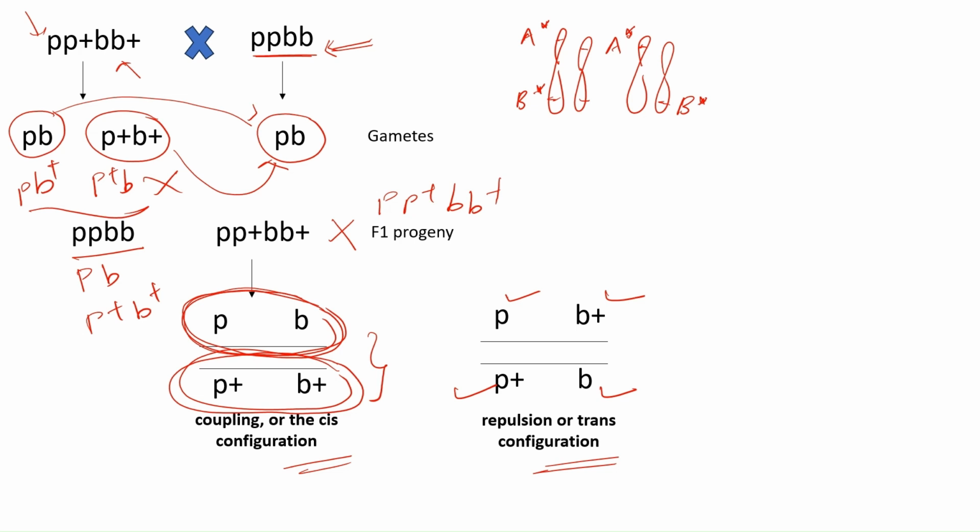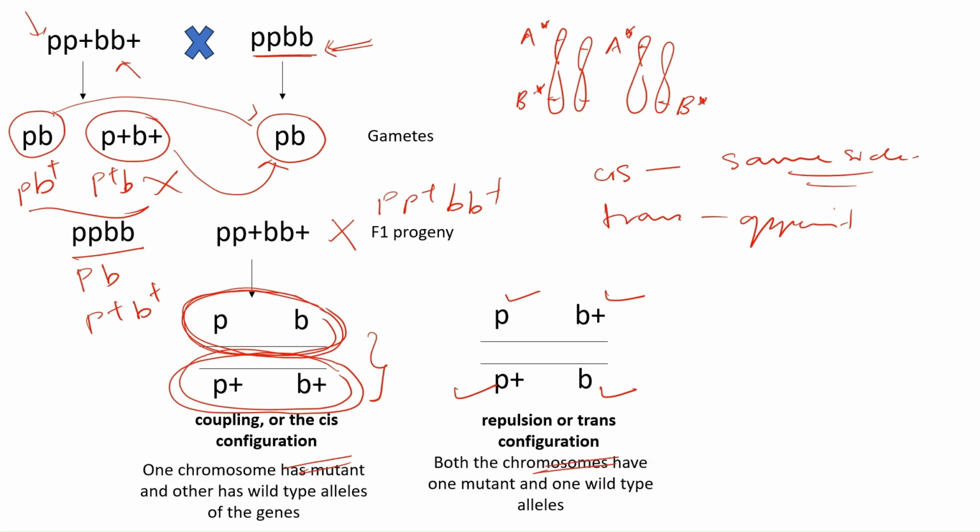The word cis means same side, towards the same direction. Trans means opposite. So when both the normal and mutants are on the same side, we call it a cis or coupling configuration. When they are on the opposite side, we call it a trans or repulsion configuration. In cis, one chromosome has the mutants and the other has the wild type alleles of the genes. In trans, both chromosomes have one mutant and one wild type allele. Now, this coupling and repulsion determines the phenotype of any test cross.